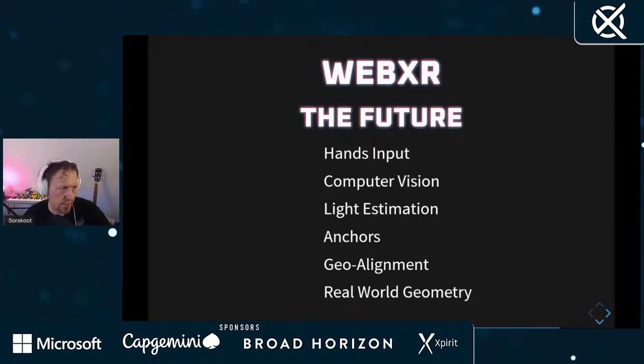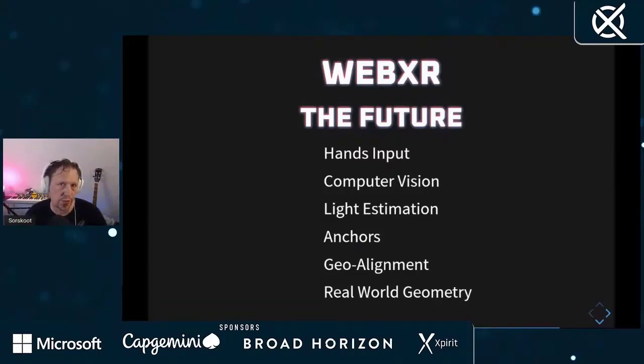Anchors is something that is coming up, where you can place something in your world, and know where it is, and keep it there and share that place with other people. So we can have a multi-user experience. We all look at the same object that is sitting in the same spot. Geo-alignment is one that can be pretty useful as well, where an object is just placed in a certain direction, no matter in what direction the phone is looking.